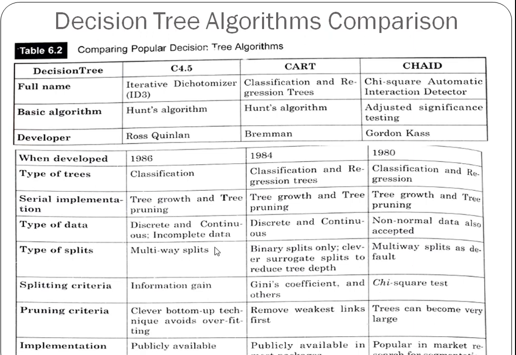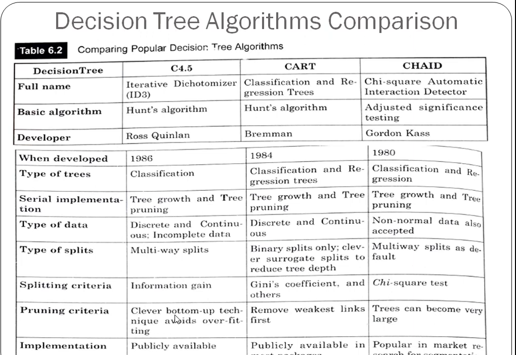Types of splits, multi-way splits. So here you can see CART has binary splits only. Clever surrogate splits to reduce the tree depth. Here multi-way splits as default. So you can set here either multi-way or two-way. Splitting criteria. So we talked about splitting criteria. Here C 4.5 uses information gain. Here it uses the Gini's entropy. Here it uses the chi-square test.